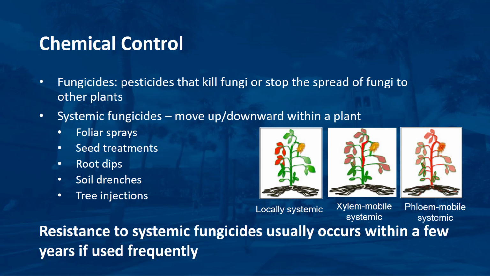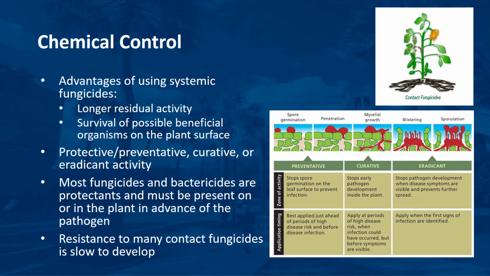Almost all systemic fungicides disrupt only one or a few steps in fungal metabolism. Therefore, resistance to these chemicals usually occurs within a few years if used frequently. It is best to use these products in combination or rotation with broad-spectrum contact fungicides to delay development of resistance. Advantages of using systemic fungicides include longer residual activity and survival of possible beneficial organisms on the plant surface.